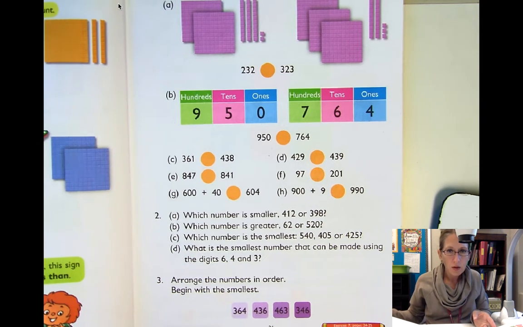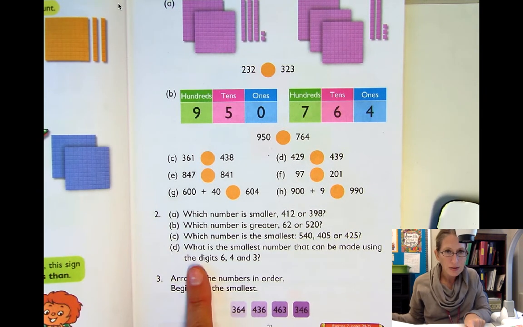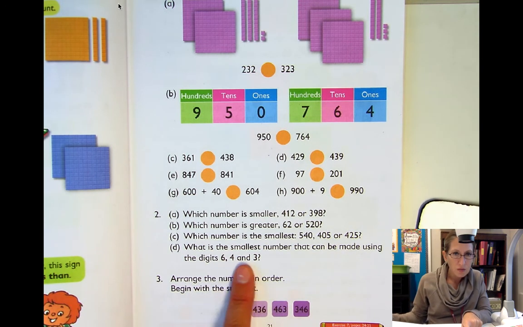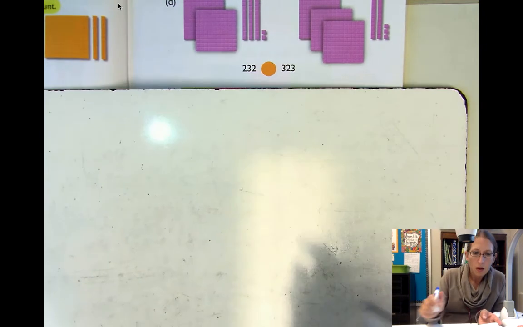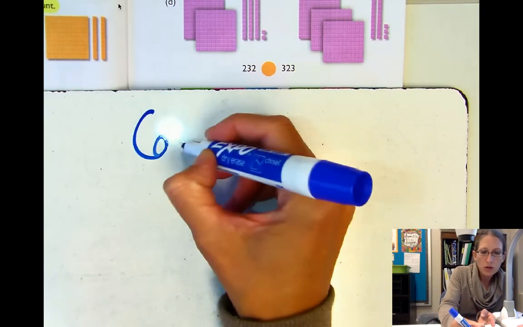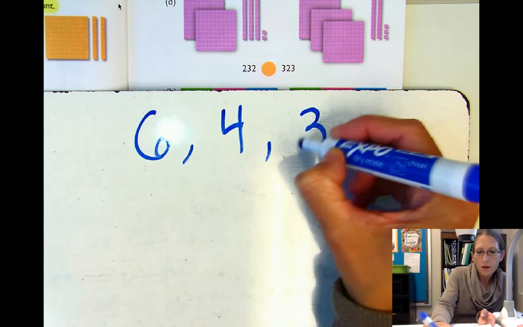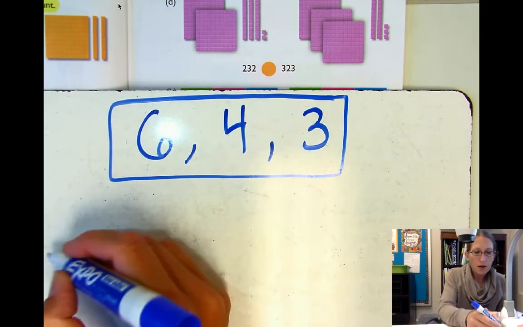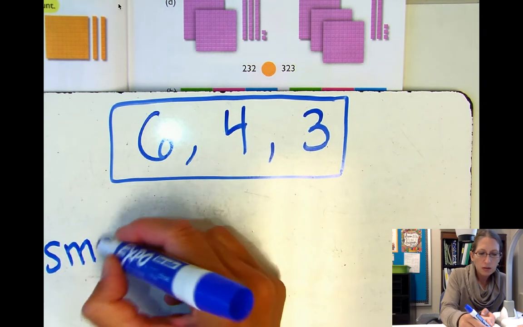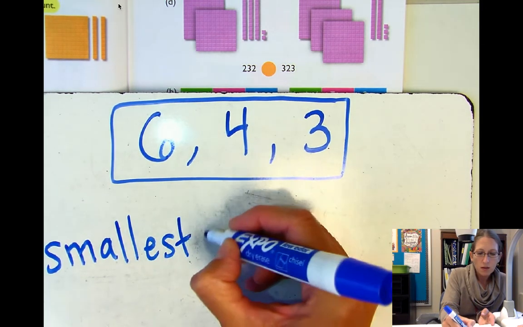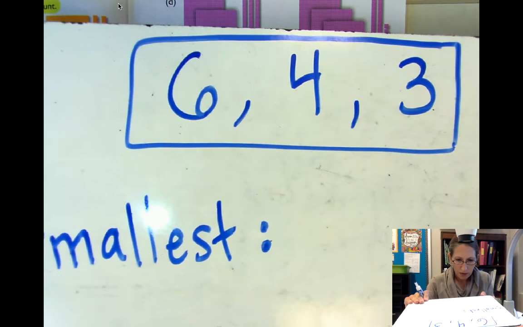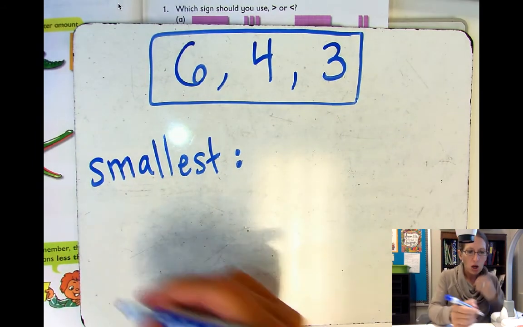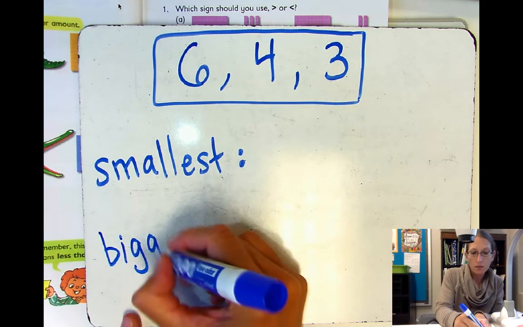Okay, let's take a look at this one, number 2D. It says, what is the smallest number that can be made using the digits 6, 4, and 3? So I'm going to write the digits up here. They want us to use these digits, 6, 4, and 3, and they are asking us to write the smallest 3-digit number we can make. But I would also like us to think about, what's the biggest 3-digit number we can make?